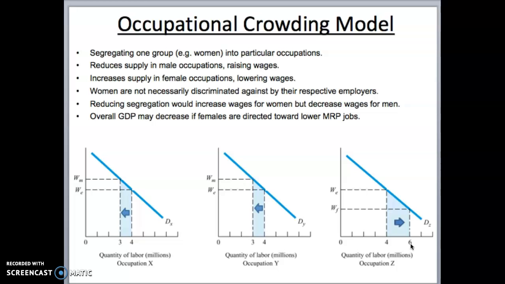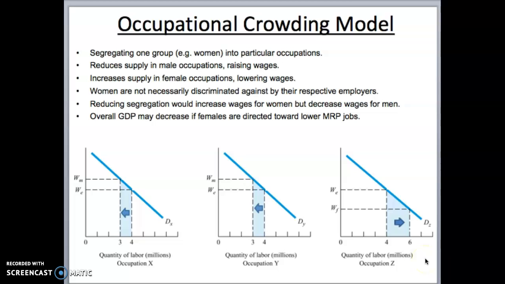What is the effect of this in terms of output? Well, notice that when we remove the women from this occupation X, they were producing a marginal revenue product of this amount. Similarly, when we remove the women from occupation Y, they had been producing this amount. So if you crowd them into the occupation Z, the feminine occupation, then they end up producing this amount. Notice that the marginal revenue product, the value that they're able to add in this crowded arena, is less than the value they were adding in these two arenas.